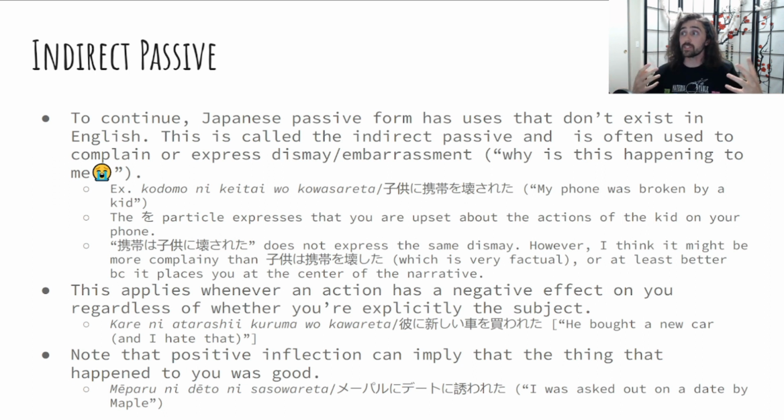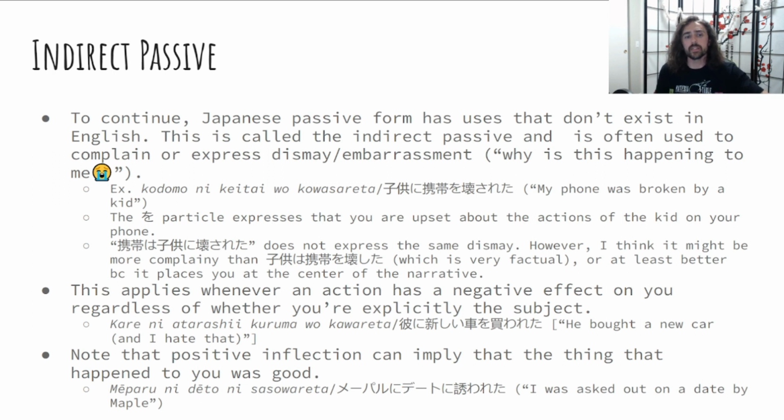So that's one reason why you would want to use passive voice here, because it's putting that subjectivity in, it's expressing, I'm upset about this, right? This kid broke my phone and that sucks, you know? So additionally, the o, right? If you're saying "Kodomo ni keitai o kowasareta," there's even more emphasis on how you're upset, right?